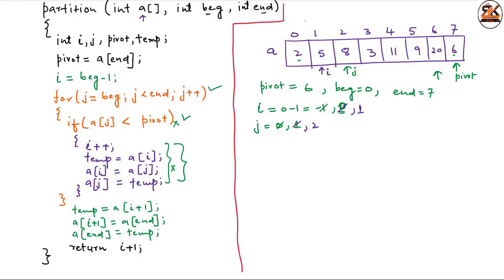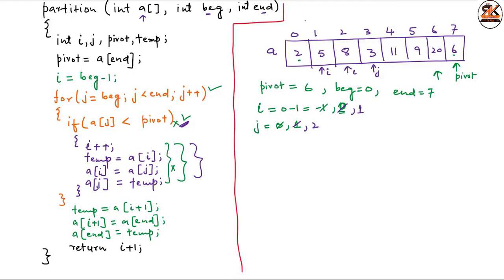After that, we again increment j. So j is again incremented and now j will be pointing to this location. If a of j is less than pivot, a of j is 3, yes, it is less than 6, then all these statements will work. That means we have to increment i. So i will be incremented.